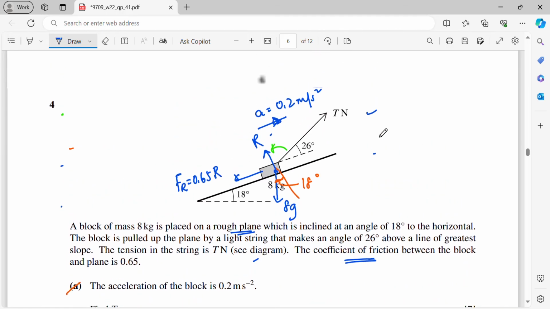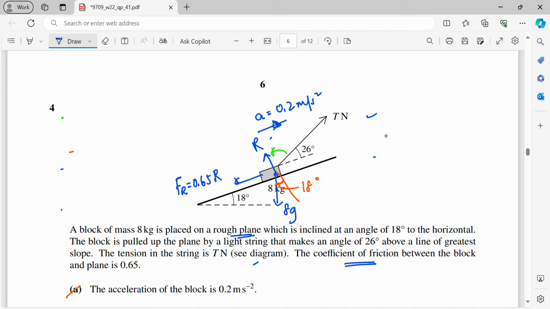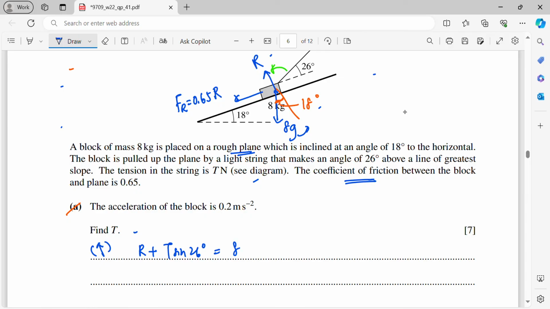Then now it will be balanced with the mass. This one resolved perpendicularly is pointing downwards. Since the angle is given 18 degrees, it's going to be cos. So I will get 8G cos 18 degrees.